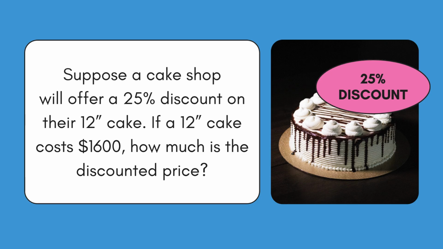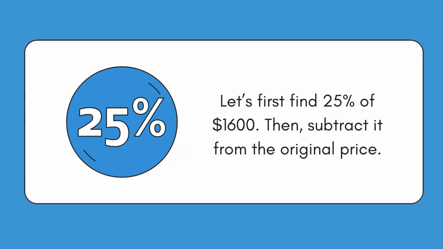Suppose a cake shop will offer a 25% discount on their 12-inch cake. If a 12-inch cake costs 1,600, how much is the discounted price? Let's first find 25% of 1,600. Then subtract it from the original price.